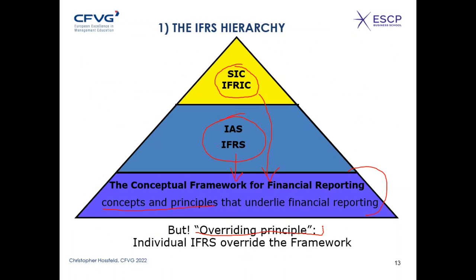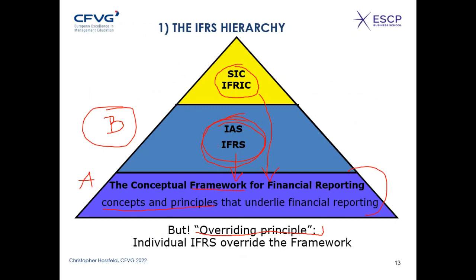In practice, we have the so-called overriding principle. What does that mean? That means actually any standard is more important than the framework. So if the framework says you should do A, but the standard says you should do B, well, actually, it's the standard that prevails, and you must do B, even if the B solution is not aligned, is not in line or coherent with the framework.